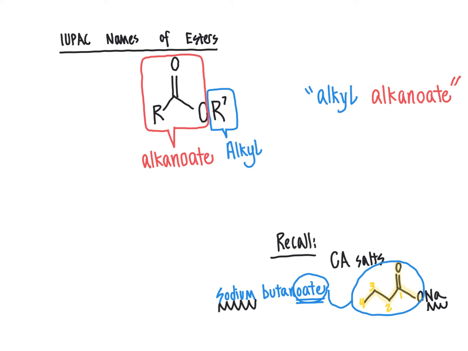So let's take a look at a specific example or two of naming these esters as so-called alkyl alkanoates, plugging in some specific information here. So in this example, what I'm going to do is draw out an ester molecule, and we're going to determine the IUPAC name of that particular ester. So the one that we're going to start with is a very common ester, perhaps the most common ester.